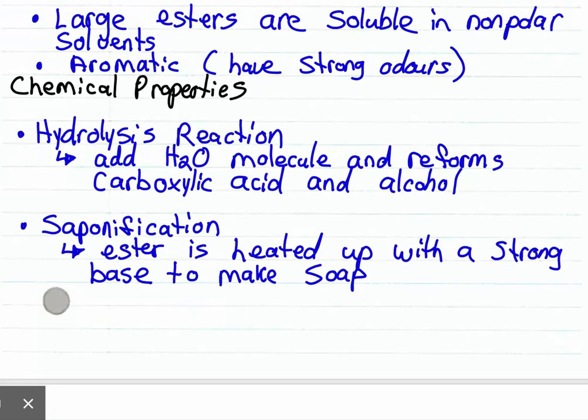They can undergo hydrolysis, which means if we add a water molecule, it will reform a carboxylic acid and an alcohol, so it will separate out into what it is made from. And esters are used to make soap. It's called saponification. So that is a big purpose and actual use of esters, is they're used to make soap. But there's a long list of other applications.